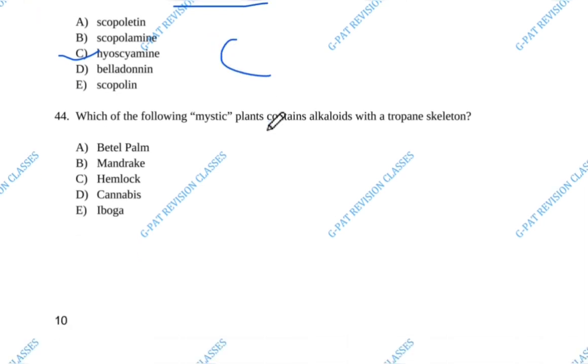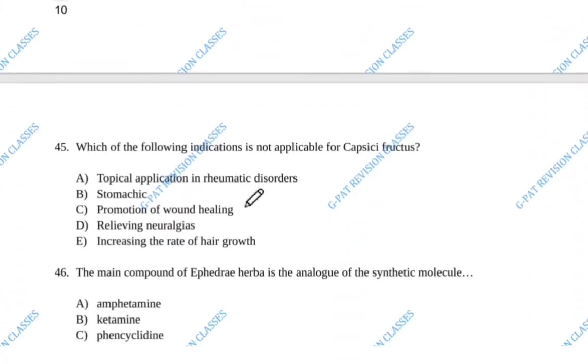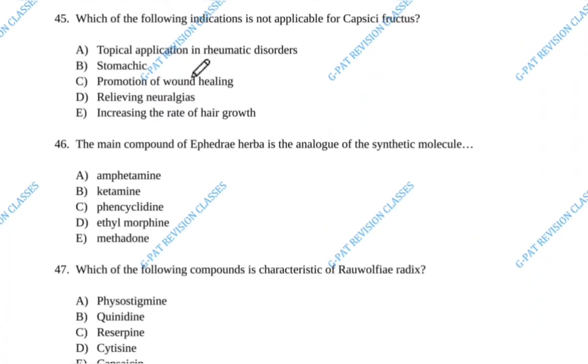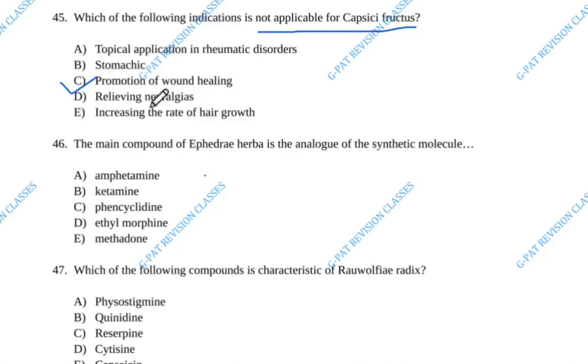Next is question number 44. Which of the following plants contains an alkaloid with a tropane skeleton? The answer is B, Mandrake. Okay. Next is question number 45. Which of the following indications is not applicable for capsaicin? C, promotion of wound healing. The answer is C. Okay.